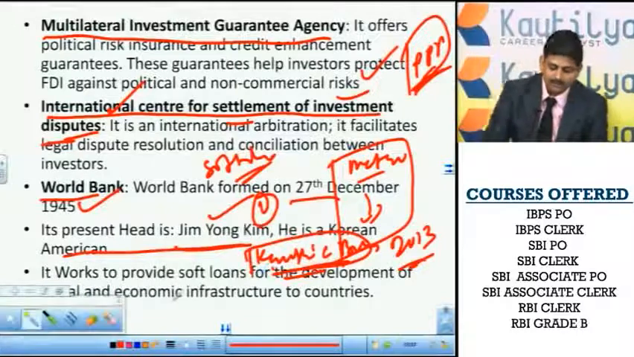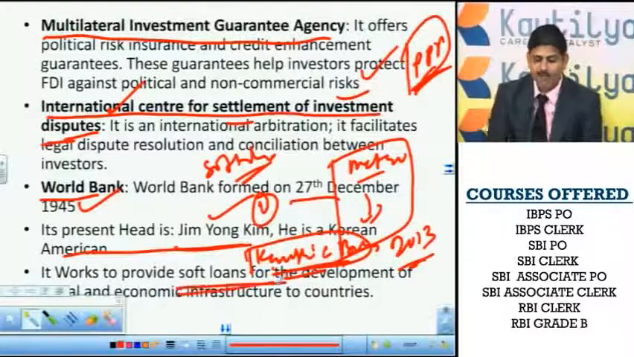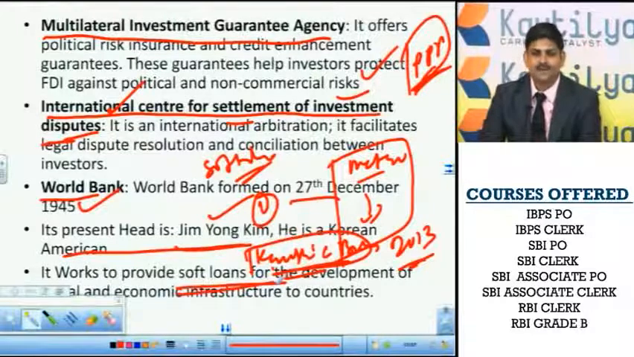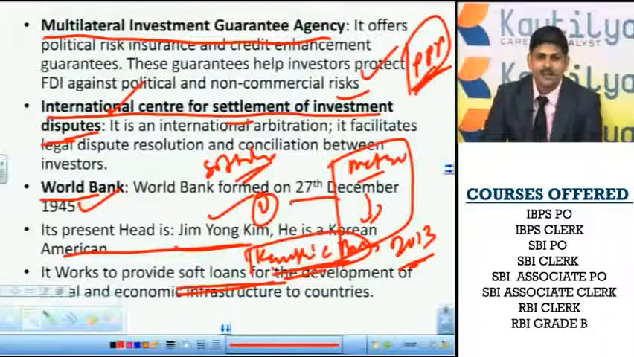So as I said earlier, the World Bank provides soft loans. What is a soft loan? A soft loan is a loan given at a very low interest rate. In this way these world organizations help countries make themselves economically very strong, as well as socially, culturally and politically.